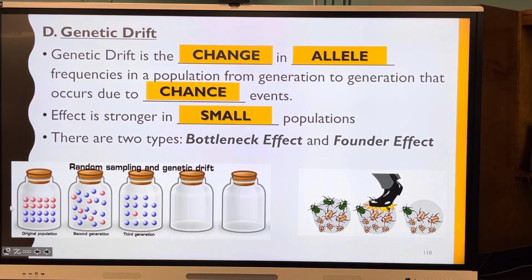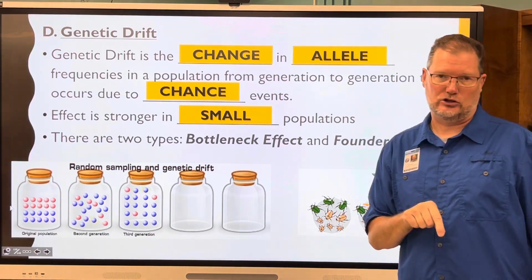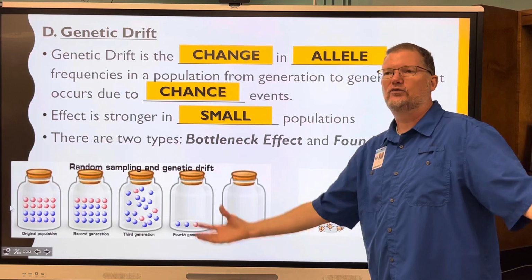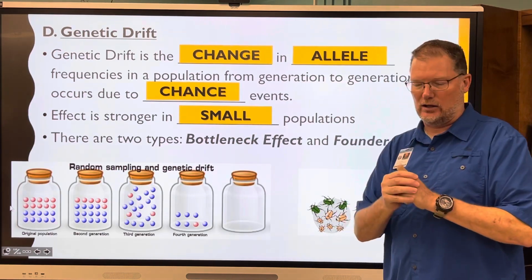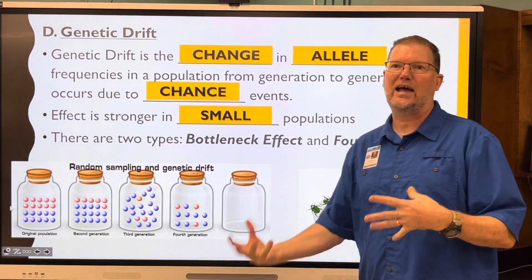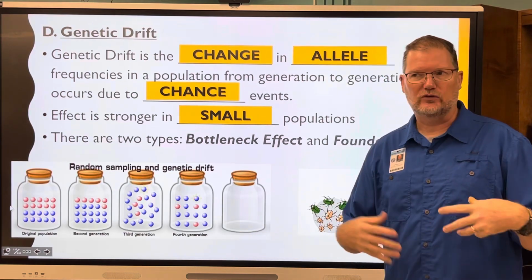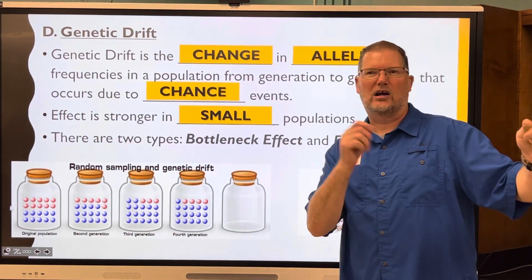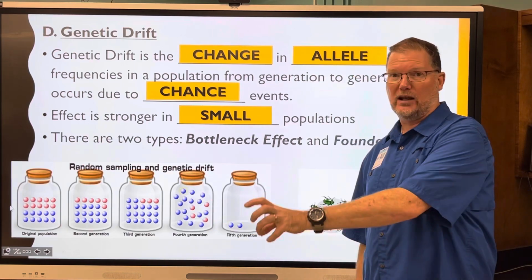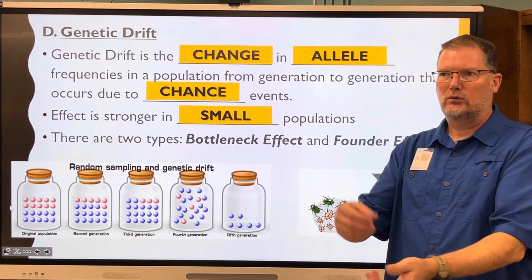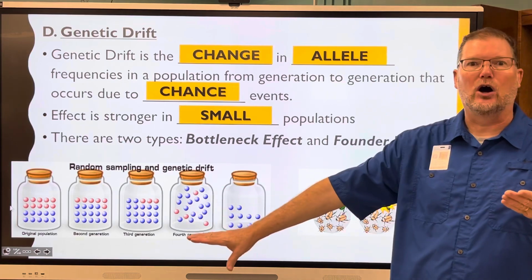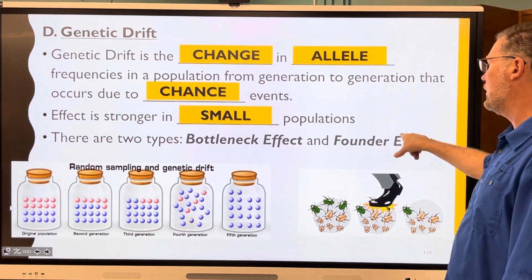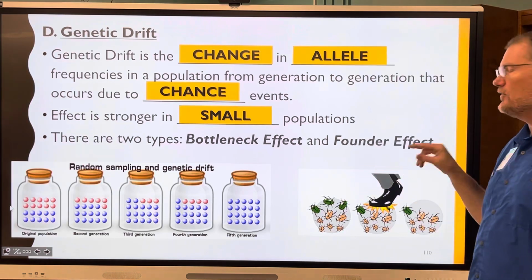And of course, the effect is stronger in smaller populations. Larger populations, you have more influx. Imagine you had 100 pennies versus 10 pennies, or 100 coins versus 10 coins. Those 100 coins mixed up, if you pulled out a couple of dimes, it wouldn't matter. If you pulled out a couple of dimes from 10 coins, well, that might be all the dimes, and now that gene is gone from the population. And there are two types. We're going to talk about both right now: the bottleneck effect and the founder effect.